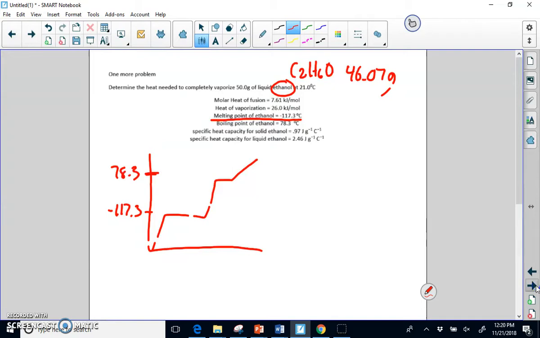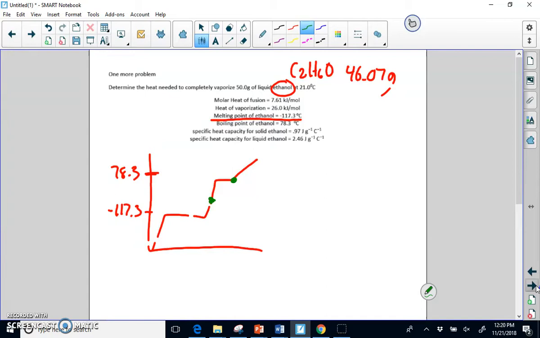And we're determining the heat to completely vaporize 50 grams of liquid ethanol at 21. So 21 is somewhere around here, it doesn't matter where on the graph. And we want it to be completely vaporized. The point where it's completely turned into gas is at the end of when it starts turning into a gas, which is right there.